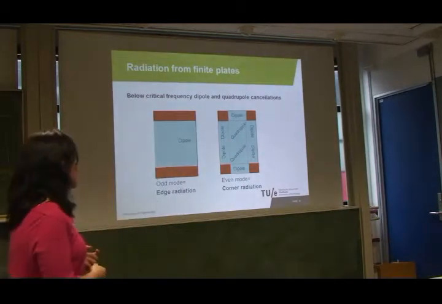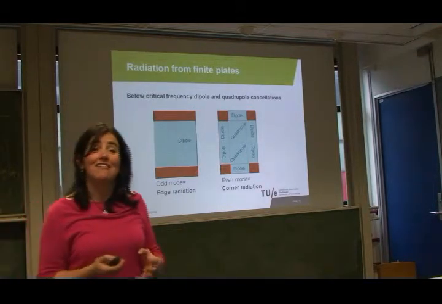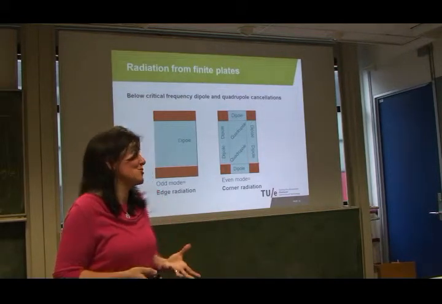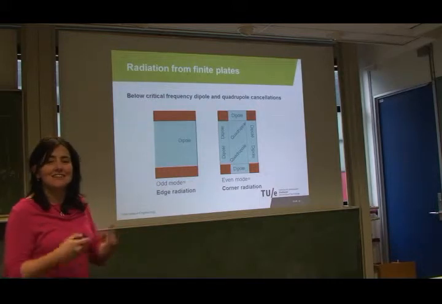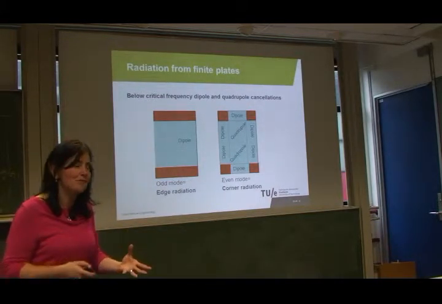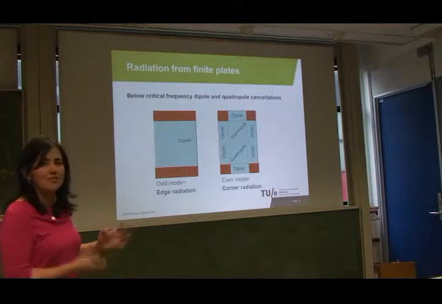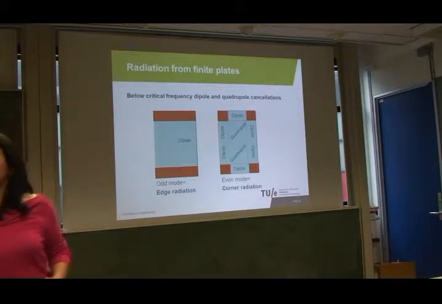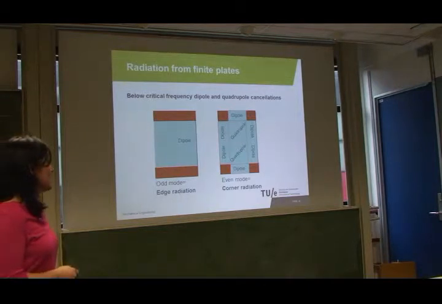So this kind of radiation pattern can only be found when you are below coincidence, so when these modes are bad radiators. For the even modes, it gets slightly more complicated, but it's the same principle. So we have quadrupole cancellation, so plus, minus, and they cancel out. And here we have dipole cancellation, and in the end, we only keep the corners. So that's why they are called corner radiators.